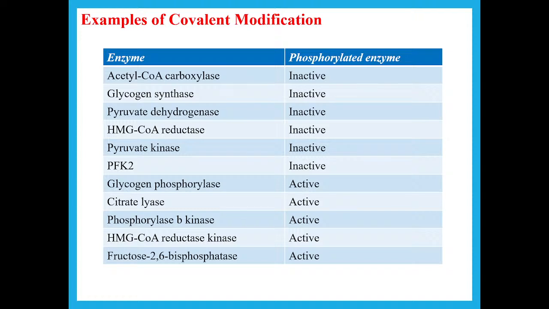So, enzymes: the phosphorylated forms of acetyl CoA carboxylase, glycogen synthase, pyruvate dehydrogenase and HMG CoA reductase are inactive. The active phosphorylated forms are glycogen phosphorylase, citrate lyase, phosphorylase B kinase, HMG CoA reductase kinase and fructose 2,6-bisphosphatase.